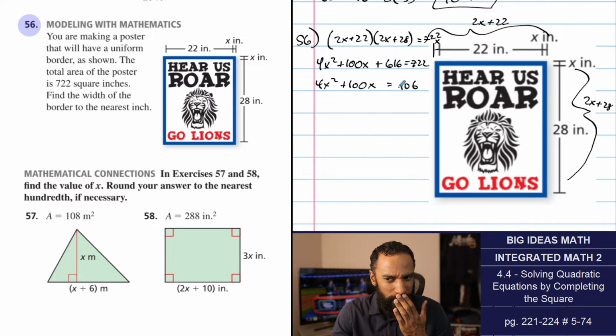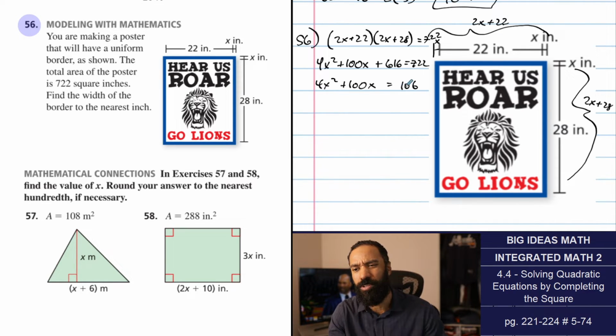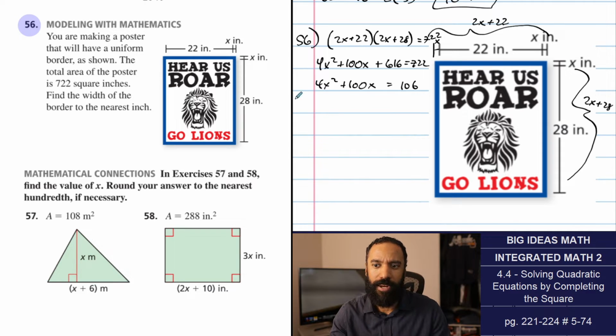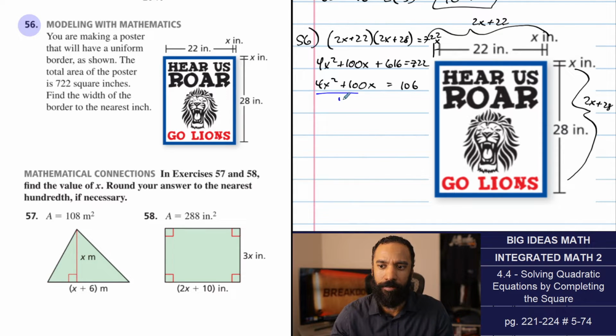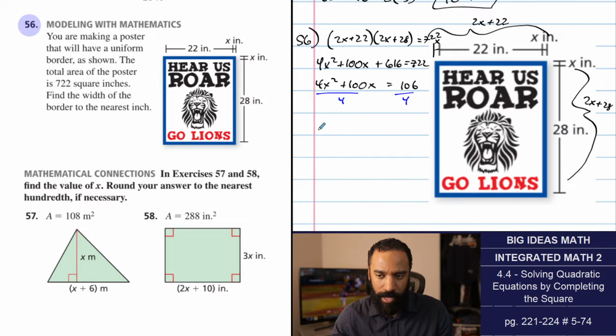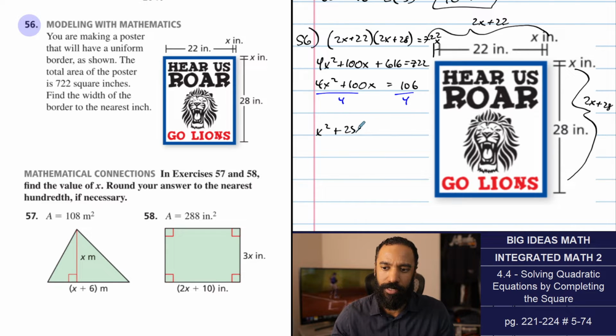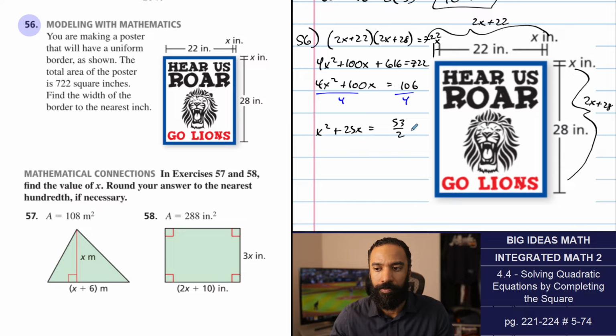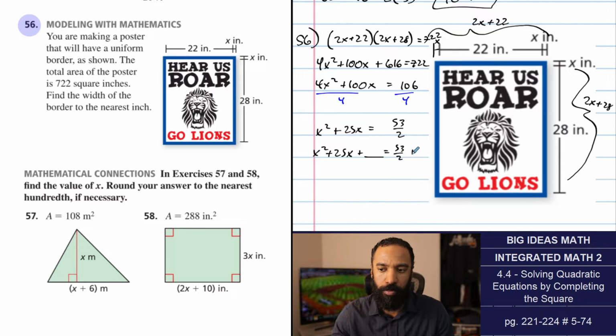Me being what I do, do I divide or do I factor? I think, no, I do divide. I said I don't, but I do. Divide at all costs, right? So we're going to divide everything by 4 here. I said earlier that I factor. I only do that when it's a y equals equation, but you divide at all costs. x squared plus 25x equals, now 106 over 4, I'm going to reduce to 53 over 2. Okay, now we still have to complete the square. We get x squared plus 25x plus blank equals 53 over 2 plus blank.